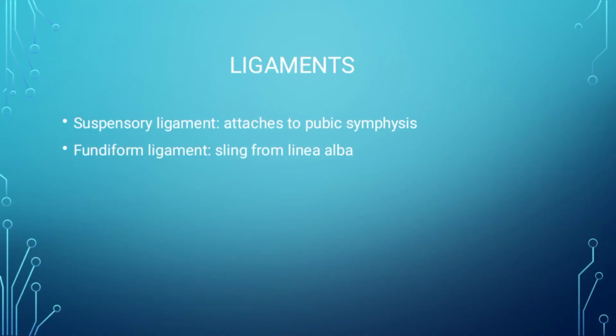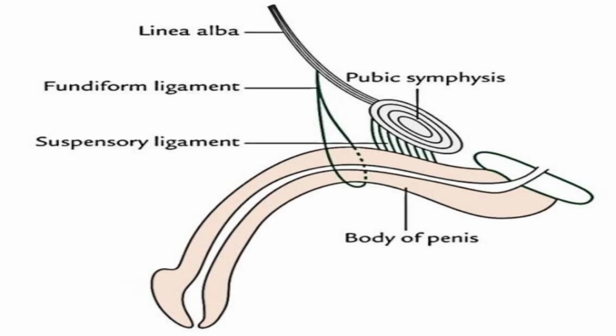Ligaments of the penis. The penis is supported by two ligaments. The suspensory ligament connects the erectile bodies to the pubic symphysis, while the fundiform ligament forms a sling from the linea alba, also attaching to the pubic symphysis. Here you can see the suspensory ligament, which is connecting the erectile bodies to the pubic symphysis, and secondly you can see the fundiform ligament, which is forming a sling from the linea alba and also attaching to the pubic symphysis.